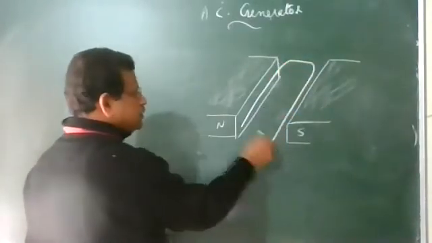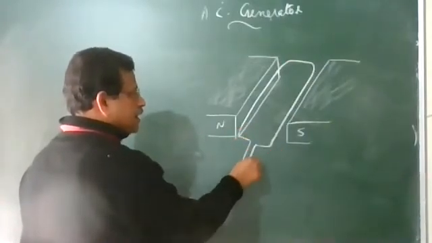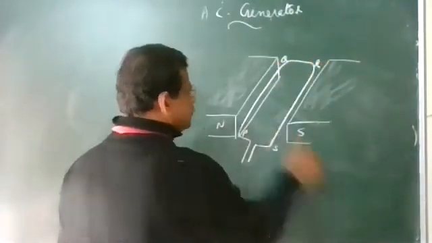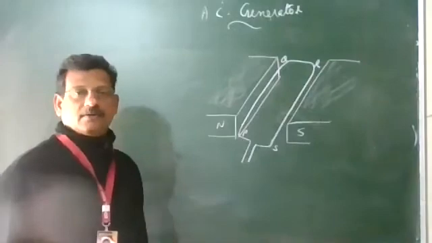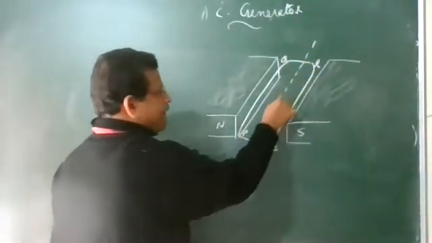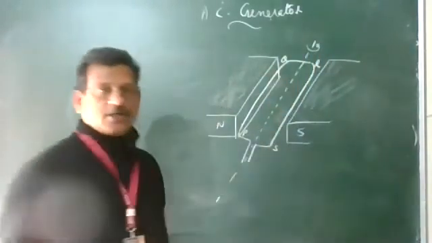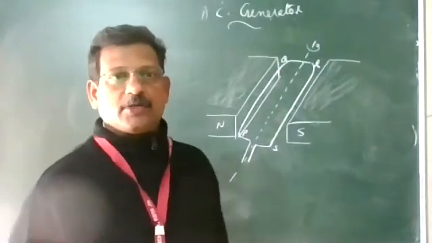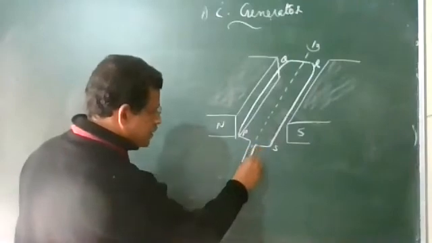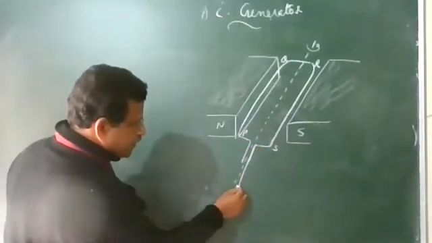Consider a large number of turns. And there are two free ends. This is PQRS. It has many turns, and it can rotate about its own axis. There's a rotor attached to it. This can be rotated by giving mechanical energy from outside. And the free ends are connected to rings. There is a ring arrangement.